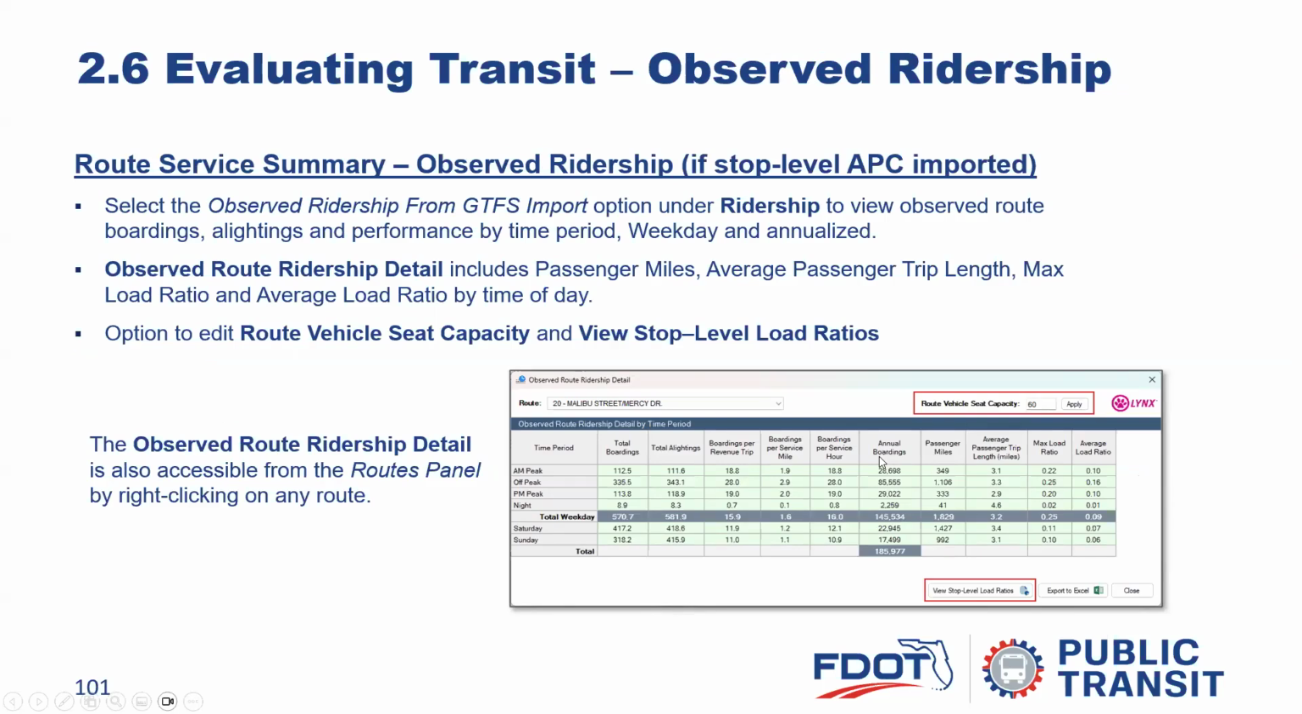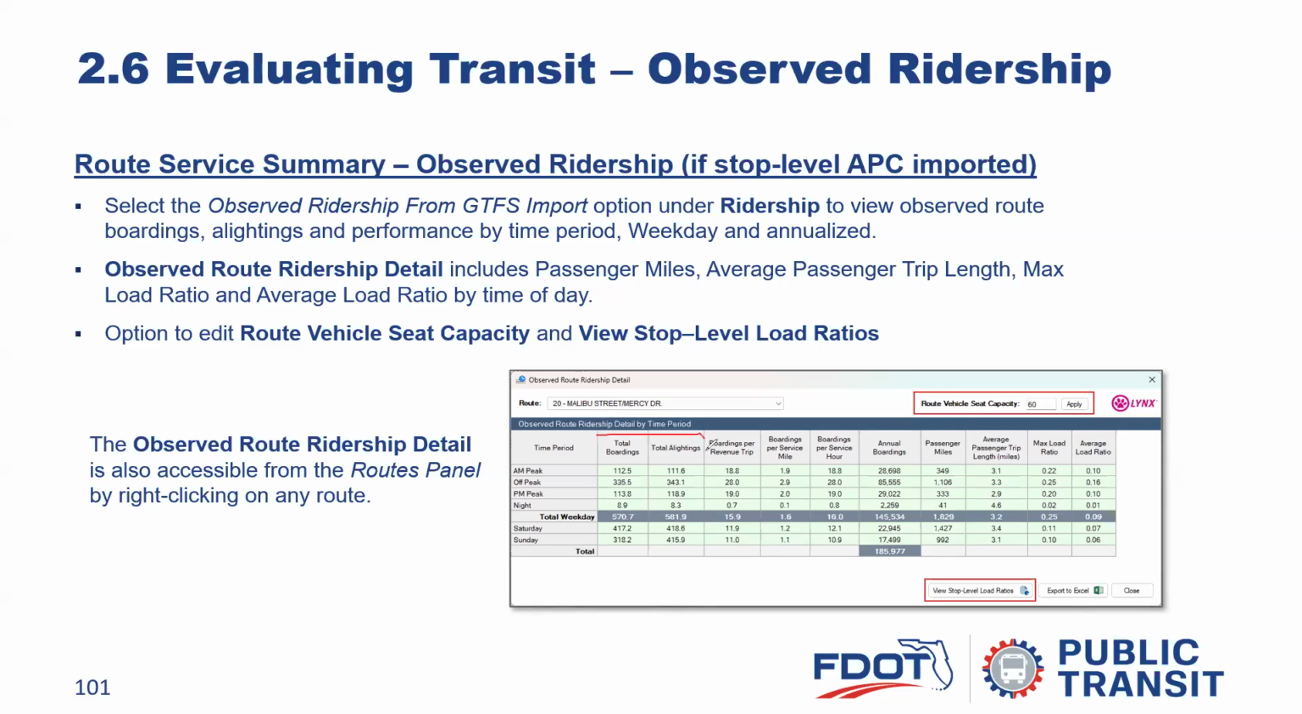Now, if you have the APC stop level ridership data, you can also create an observed ridership summary. So this is a little bit different than the estimated. It has both total boardings and alightings as part of its summary. So let me illustrate that.